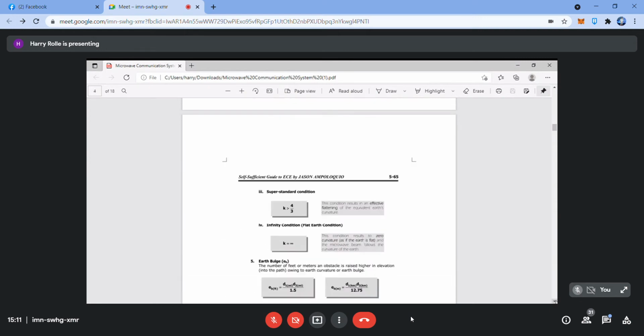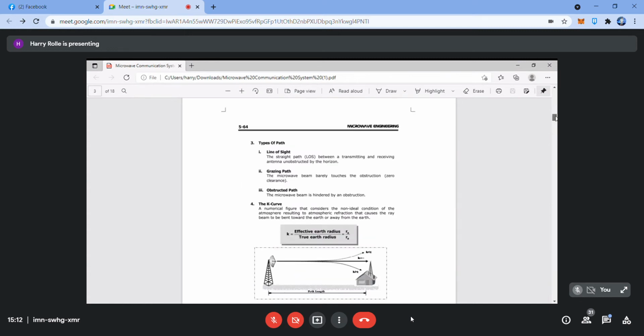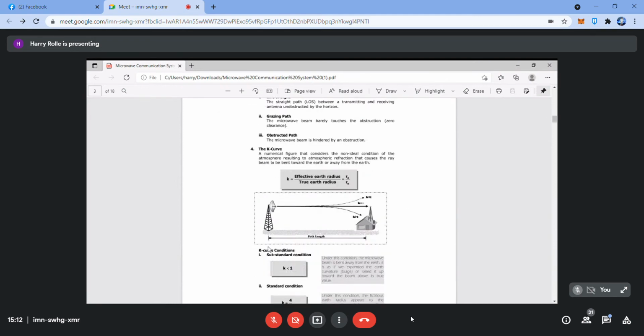And if K is greater than 4/3, this condition results in effective flattening of the equivalent Earth's curvature. So ibig sabihin, almost flat na yung Earth natin. So sabi ko nga sa inyo noon before, your Earth is a sphere, kaya hindi po tayo flat. So nagkakaroon ito ng bulges. So whatever we do, yung effect ng K curve natin na tinatawag ay umi-epekto doon sa signal natin.